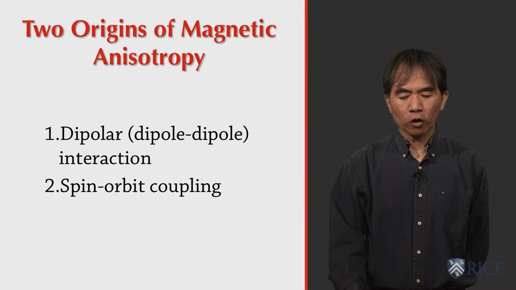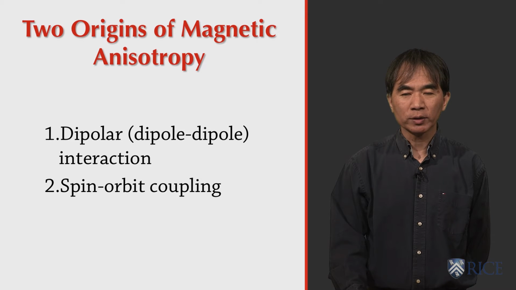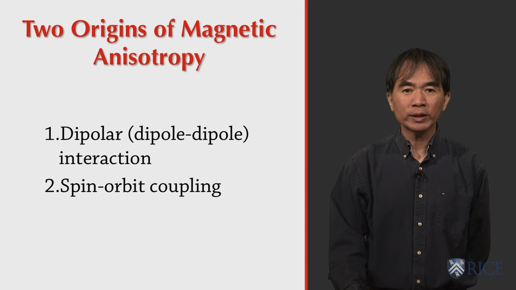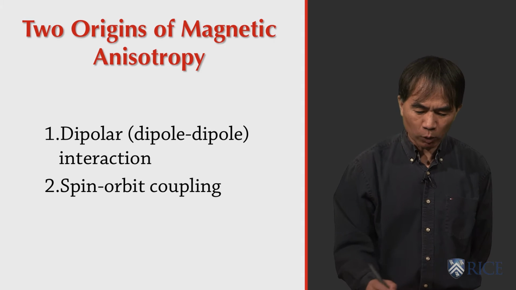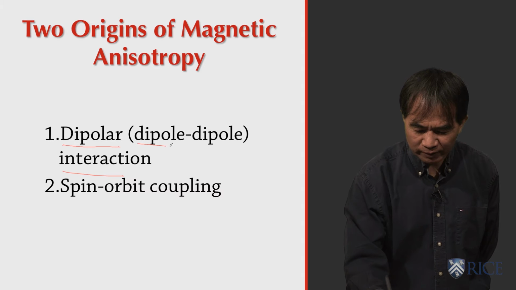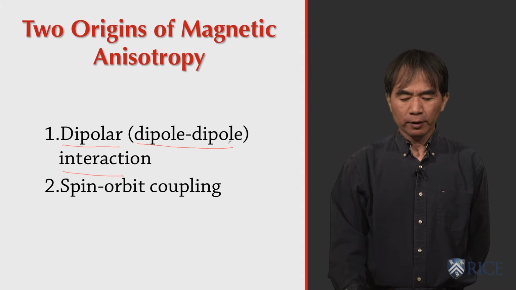So what is the microscopic origin of magnetic anisotropy? That means, why does a ferromagnet prefer a particular alignment direction when the system spontaneously magnetizes, meaning the system changes from a paramagnet to a ferromagnet? Physically, there are two reasons for that. One reason is the so-called dipolar interaction. This means you have a dipole-dipole interaction.